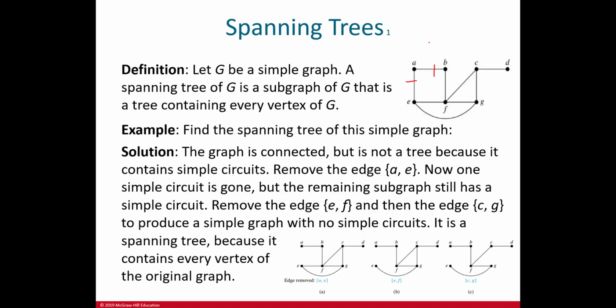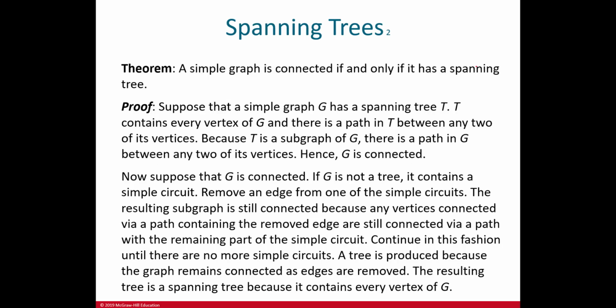Now, a simple graph is connected if and only if it has a spanning tree. If after removing the cycles we get a disconnected graph, then we cannot call that graph connected in the first place. So why is that a proof? Let's consider that we have a graph G, and that graph G has a spanning tree T. T needs to have every vertex of G, and the edges of T will be a subset of the edges from G.